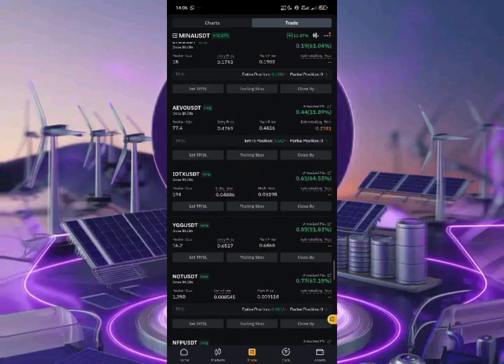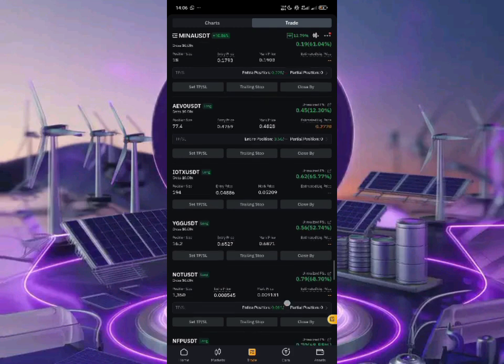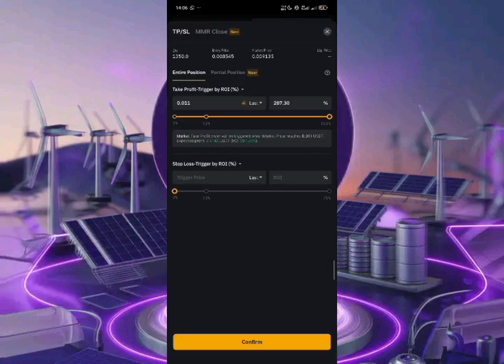Now, look at my take profit. I had already set my take profit to be 0.011, in which I'm going to be making $3.31 profit.